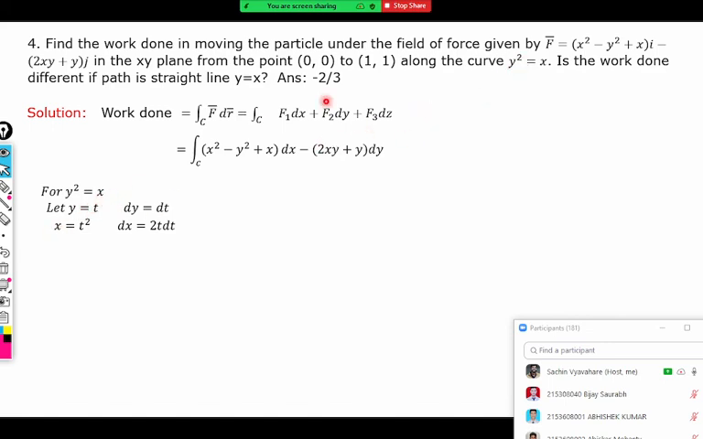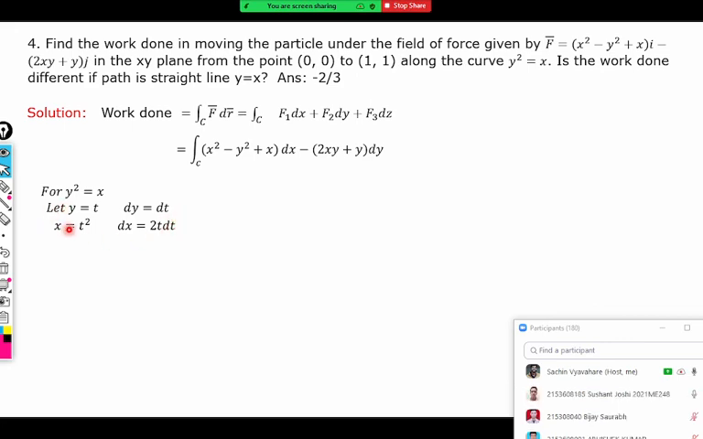If y is t, x becomes t square. So dy becomes dt, and dx becomes 2t dt. But can you tell me what should be the limits for t? What should be the limits of t? So 0 to 1 only. Very good. And how do we get that limit?